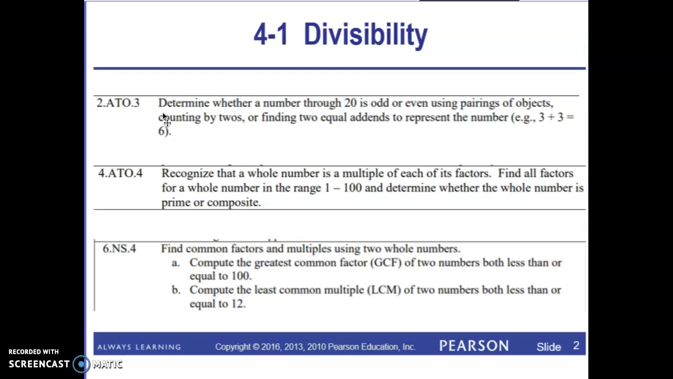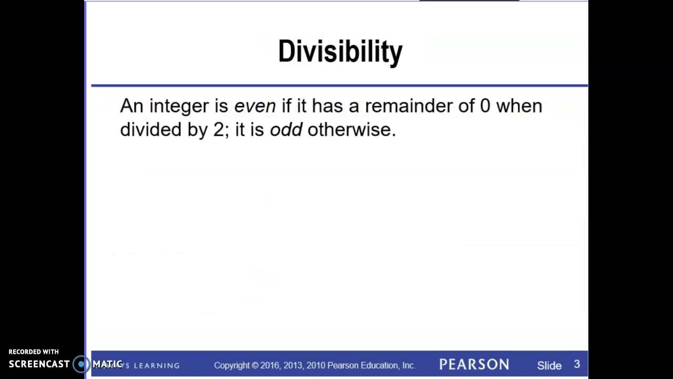The idea of pairing things and putting things in groups of two can be done very, very early. And so to start building that understanding, even though officially we don't have to learn that until second grade, we can do a lot of background work before then.